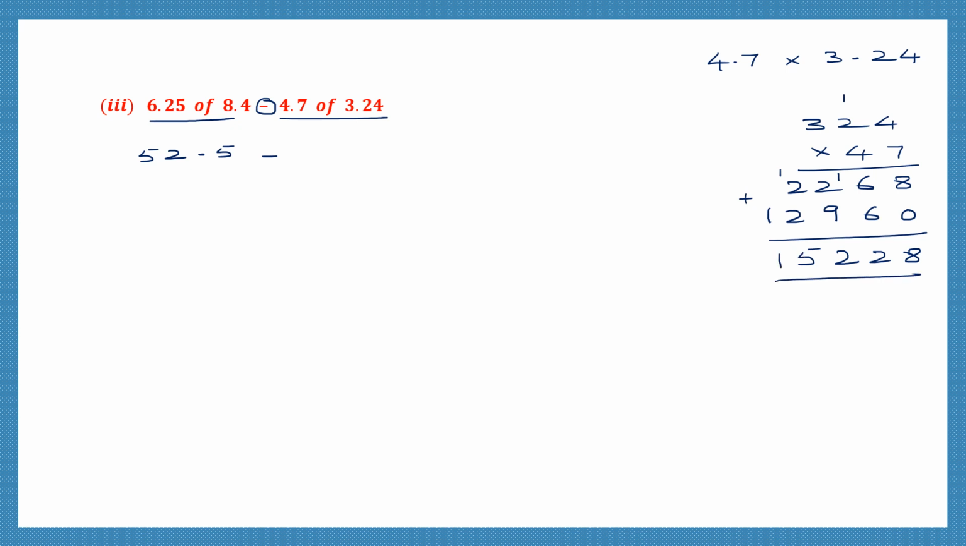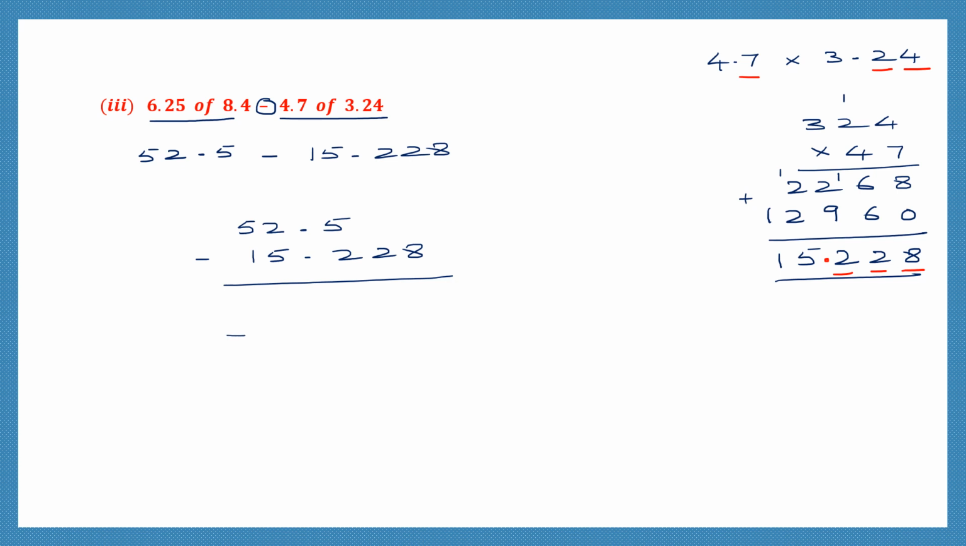Now in the question, how many decimal places? 1, 2, 3. So in the answer 1, 2, 3 and the point comes here. So here let's write minus 15.228. So let's do that subtraction here. 52.5 minus 15.228. Let's subtract these two.